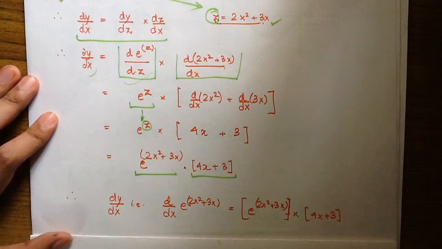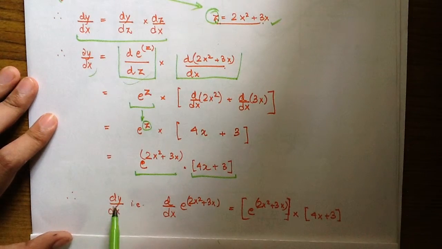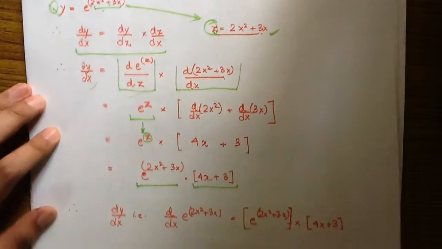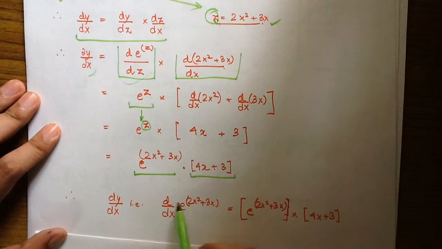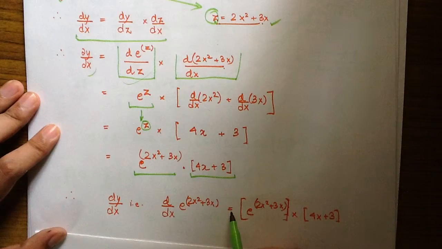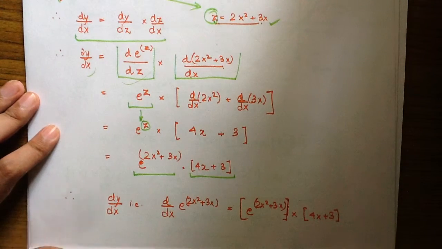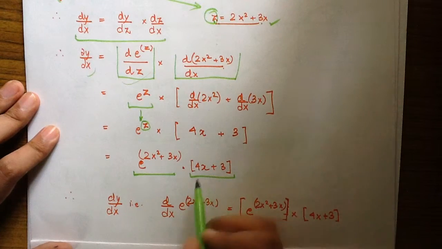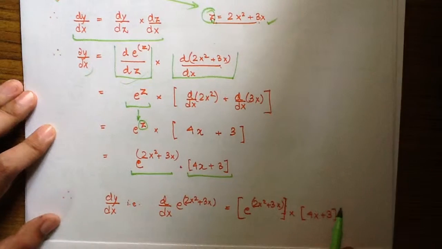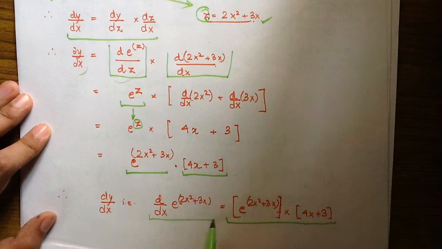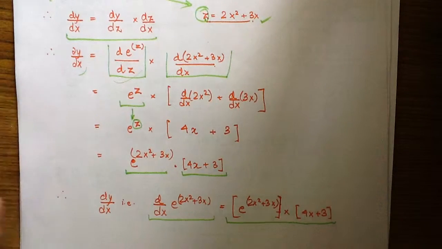Alright. And therefore, the derivative of y with respect to x, that is the derivative of this function, d by dx of e to the power 2x squared plus 3x, is equal to e to the power this value, that is the polynomial itself, multiplied by the derivative of the polynomial with respect to x, which is 4x plus 3. So this gives me the derivative of this complex function, and this is how the chain rule helps.